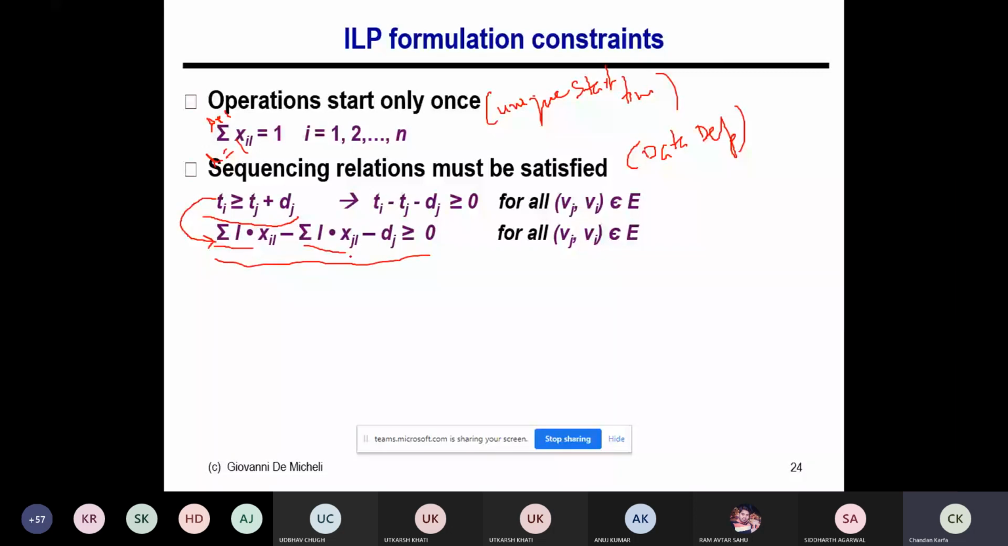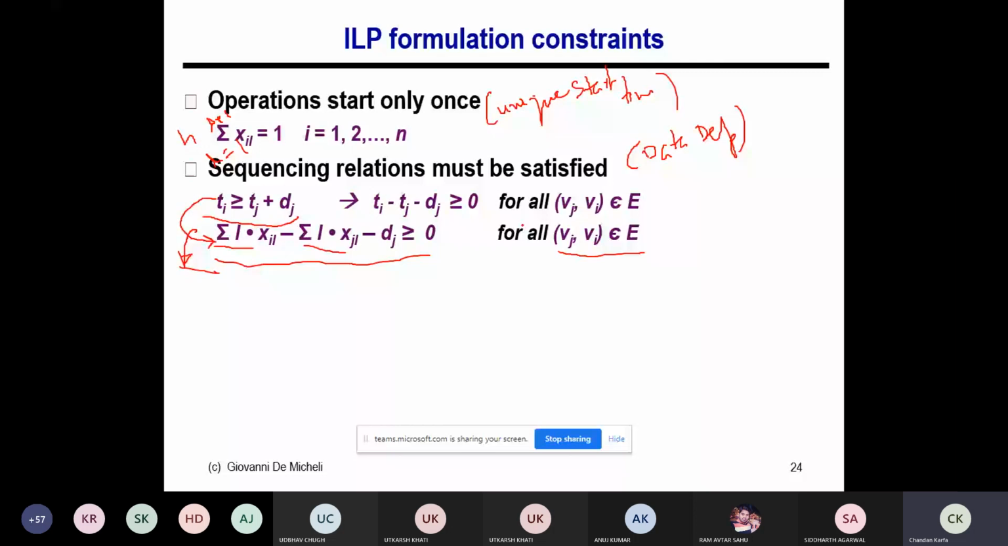How many such constraints will there be? I will have one for each edge. So if the number of edges is e, I will have e such constraints. And how many constraints will there be for this? It is for each node, so for each v. If there are n nodes, I will have n such constraints here, and e constraints here for data dependency.